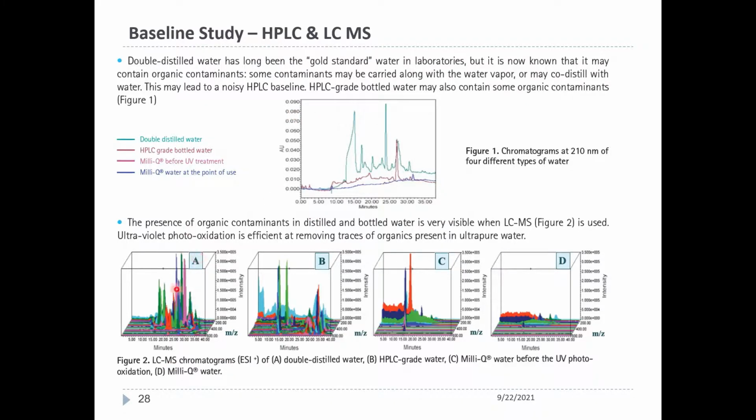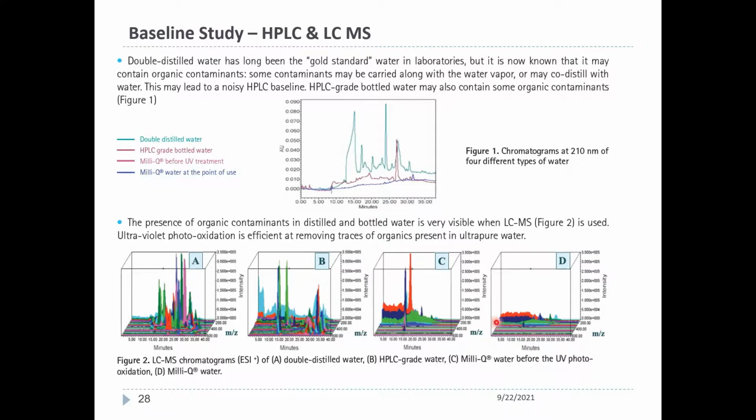So we look at water from A, double distilled water, using an LCMS, and then we can see all the peaks in the baseline here. Then we look at B, HPLC grade water, and this is bottled water. We have these peaks as well. Then we look at C, which is molecule water before UV photooxidation, gives you this.